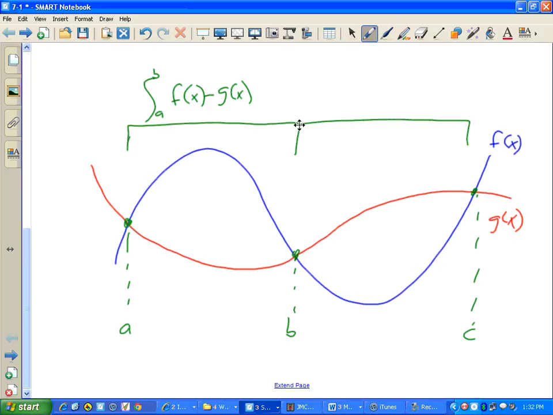But for this next region, my g of x is on top, so that means I'm going to do the integral from b to c of the top function, which is now g of x, minus the bottom function, which is now f of x. Okay, so I'd actually do 2 integrals, one integral to find this area in between and one integral to find this area between, and then I'd add those 2 areas together to find the total area between the curves. Okay, so that's the basis of finding this.